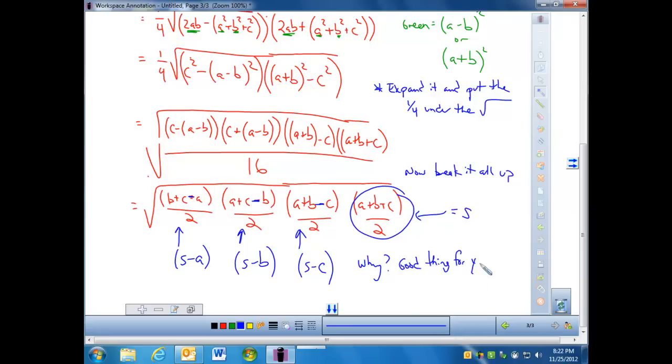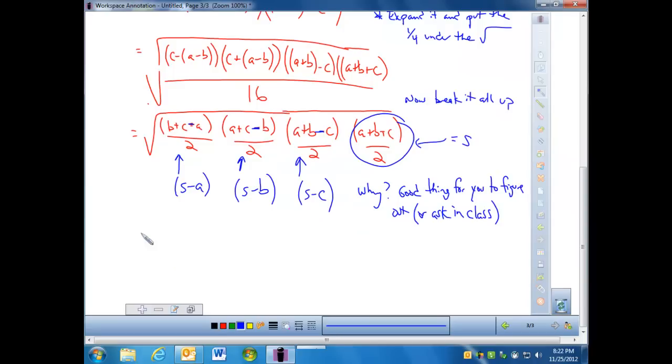Okay? But now it should be pretty easy to see that if I take all those pieces in blue there and I put them under the radical, that is Heron's formula. And so that's the square root of S times S minus A times S minus B times S minus C. Remember, that's S, where S is the mid perimeter, or the A plus B plus C divided by 2, and the A, B, and C are the lengths of our sides.